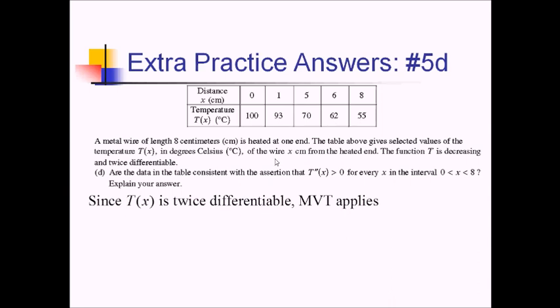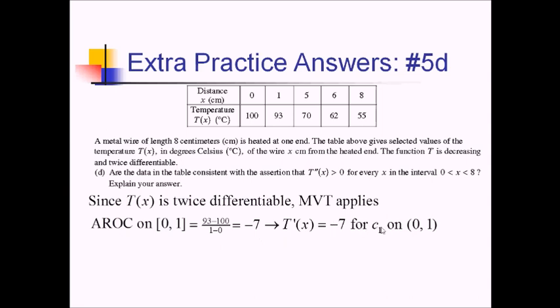So let's do an easy one here. Let's do some low-hanging fruit. Let's do the interval from 0 to 1. So I'm going to find the average rate of change from 0 to 1. That's going to be 93 minus 100 over 1 minus 0, which is just simply negative 7. So since we have differentiability, and we just found an average rate of change of negative 7, that means that on the interval 0 to 1, we have some c1 value at which T prime is negative 7. So we're guaranteed there's an exact value of negative 7 for T prime somewhere on this first interval. We don't know where, but it's somewhere on there, and that's really all we're going to get out of that.